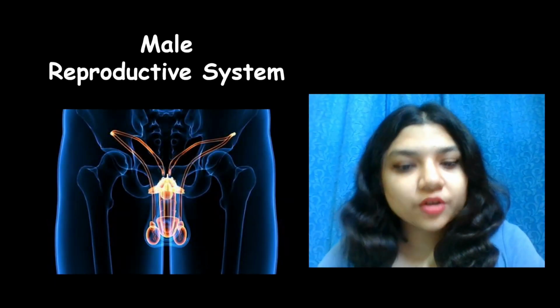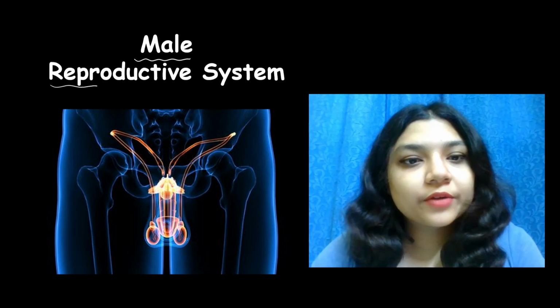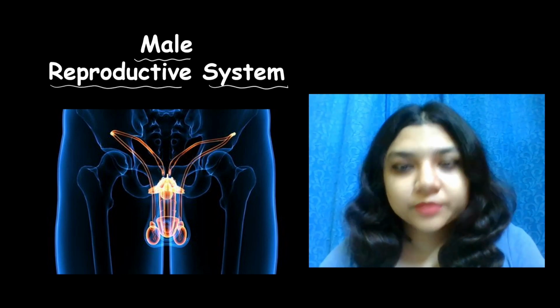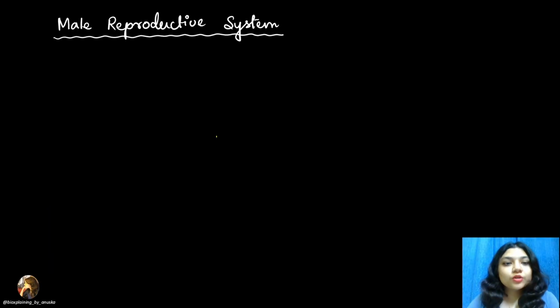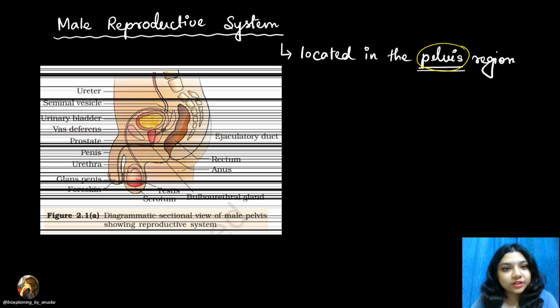So in this video, we are doing the first part, and we are talking about the male reproductive system. The male reproductive system is located in the pelvic region. What do we mean by the pelvic region? The pelvic region refers to the region in the lower abdominal side, right? So the male reproductive system is located in the pelvic region.